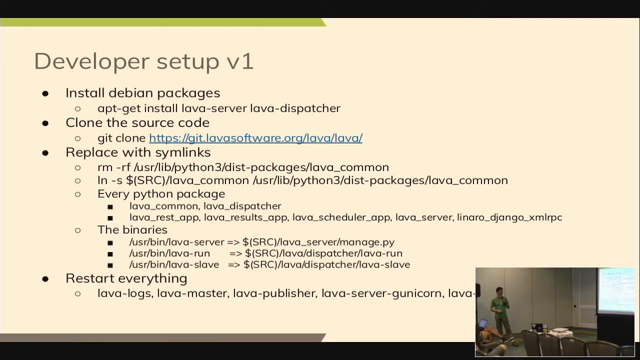You will do the same for the binaries. So we have only 3: /usr/bin/lava-server, lava-run, and lava-slave. And then you just restart all the services using service lava-slave restart, service lava-master restart, etc., etc. And that does work. That's a bit hacky because you need to be root to do the symlinks, but that's working quite well.